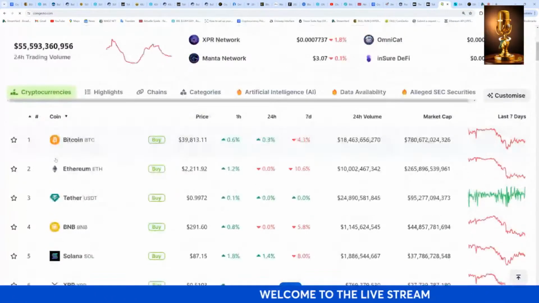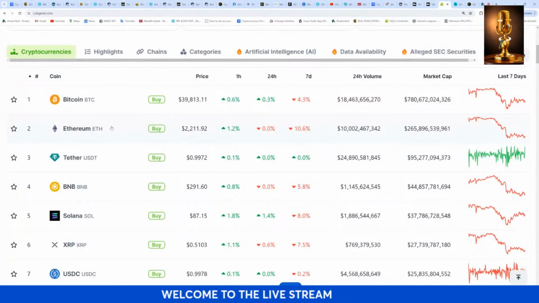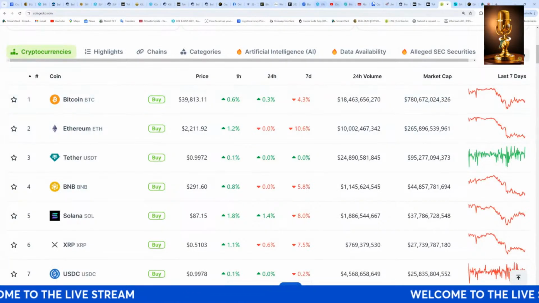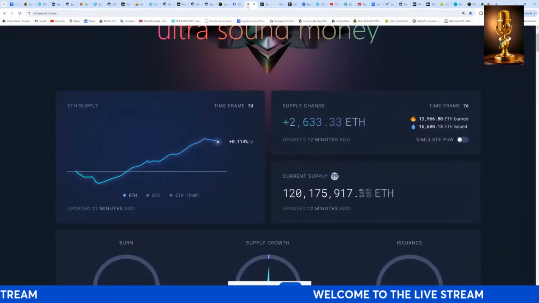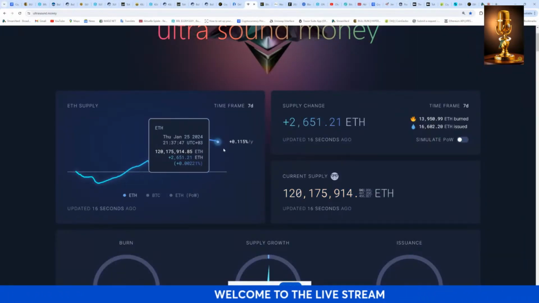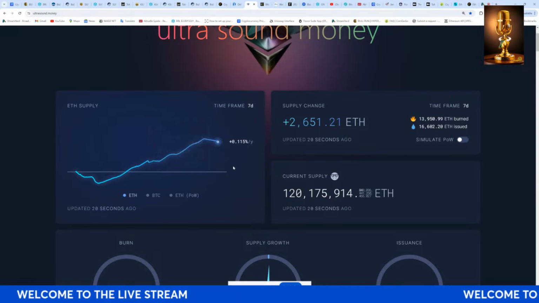We looked at Ethereum. Ethereum has an unlimited supply. However, the more it's being used, it can be deflationary. We looked at that, and we saw here that currently, because it's not used efficiently, it's inflationary right now. It's issuing more tokens than it's burning.